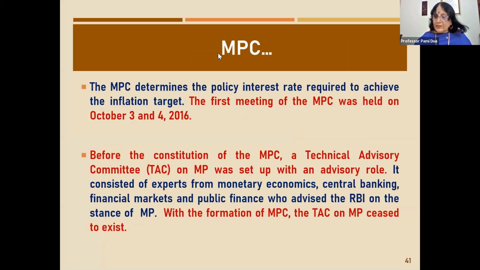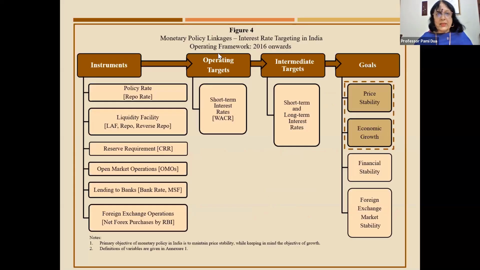So the first meeting of this committee took place in October 2016, and before 2016, the Reserve Bank had what was called a technical advisory committee, but this committee had a more advisory role. So it used to advise the governor on what the interest rate should be, whereas the Monetary Policy Committee actually set the rate. So it's not advisory, it actually made the decision regarding the interest rate. So that was the difference.